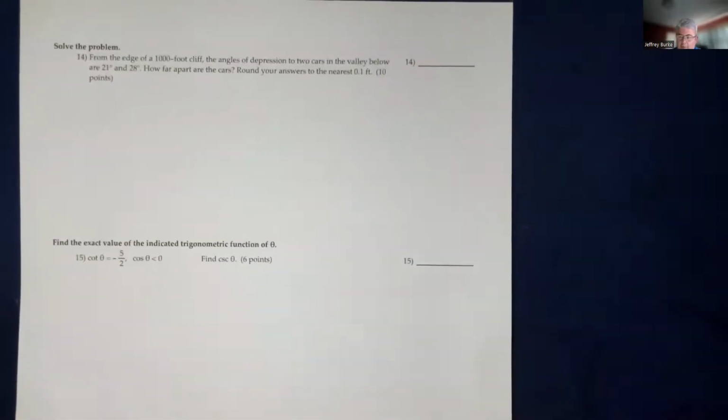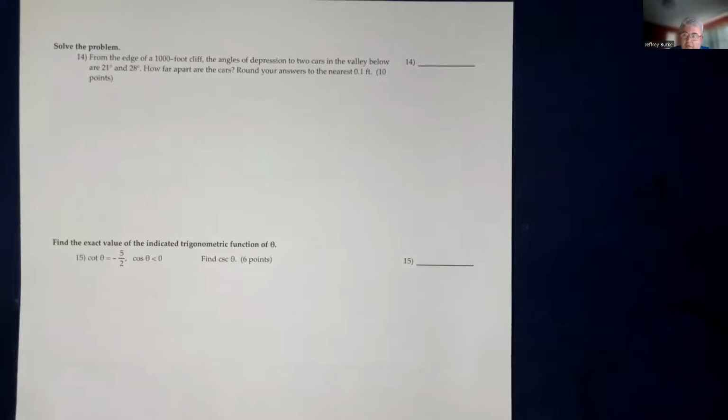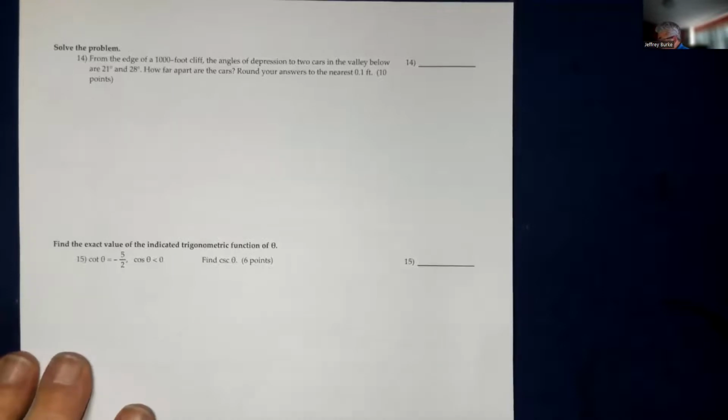Okay. 2 more questions. I think we did 1 question with angle of elevation, angle of depression. I'm going to show you how this works, and definitely a picture is what you're going to want to show for this one. So pay close attention to how we get away with this. From the edge of a 1,000-foot cliff, the angles of depression for 2 cars in the valley below are 21 degrees and 28 degrees. How far apart are the cars? Okay. I'll probably provide more work than what I currently have here, but let's draw the picture.